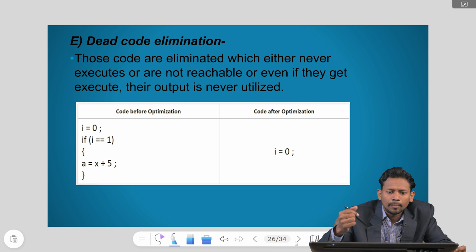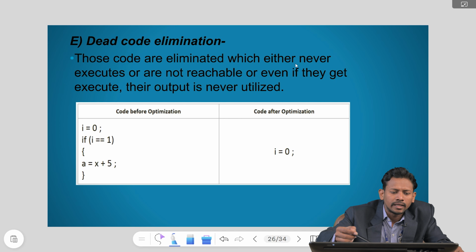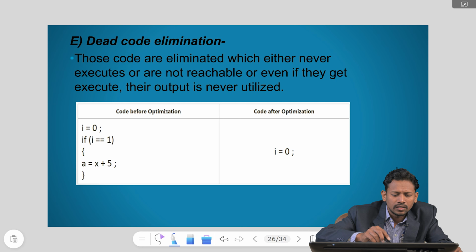The next code optimization technique we consider is dead code elimination, or not reachable code. Dead code is nothing but the code which is always not reachable, and that is known as dead code. Those codes are eliminated which either never execute or are not reachable. Let us see this with an example of code before optimization.